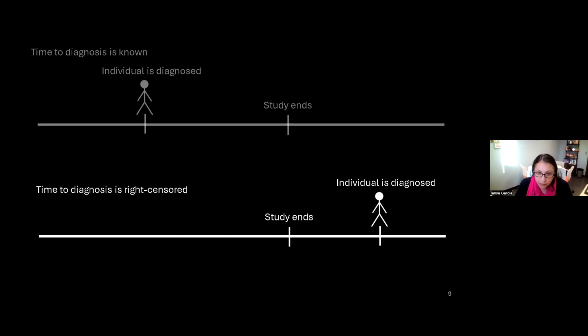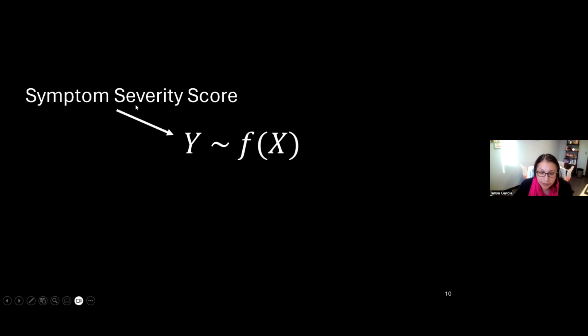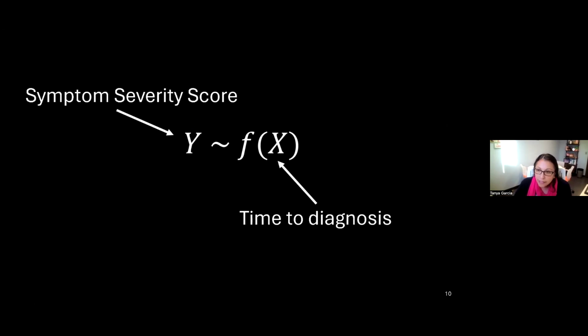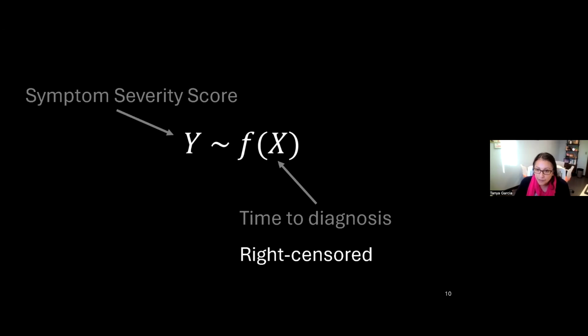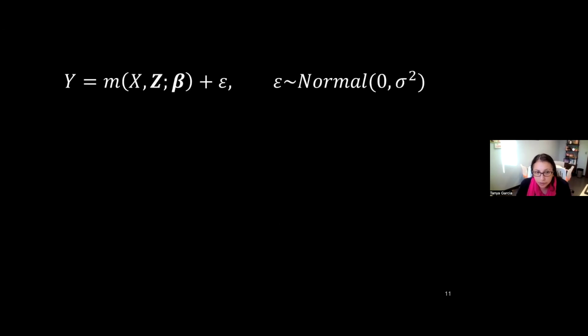And so this is the problem that motivated our statistical problem. We wanted to find a way to model these symptom severity scores as a function of time to diagnosis, where that time is not known, it's right-censored. This is known as a right-censored covariate problem, because it's this variable, this covariate X, that is right-censored. So to start tackling this problem, we started with a very basic regression model, where we're trying to relate an outcome Y to covariates X and Z.